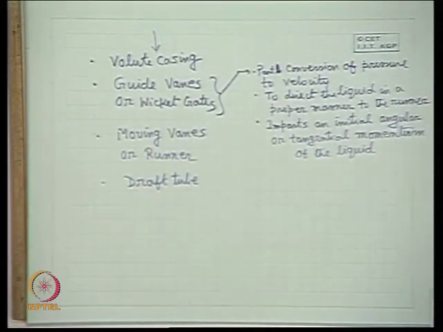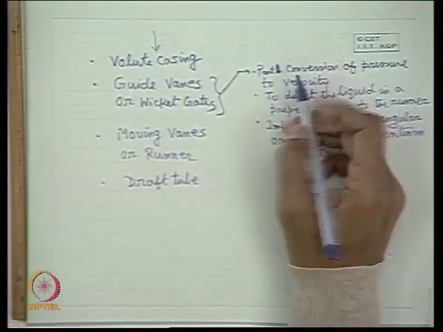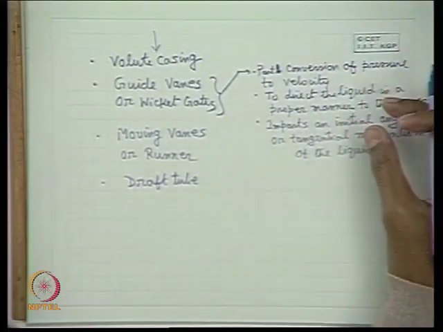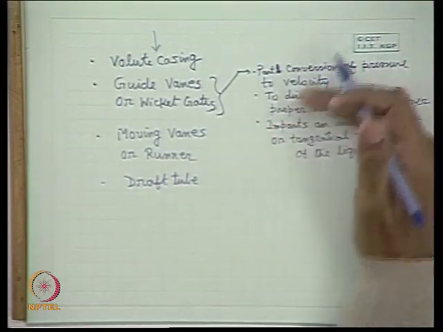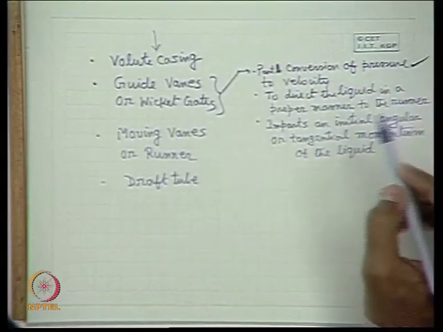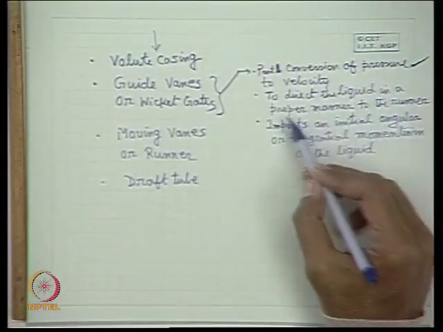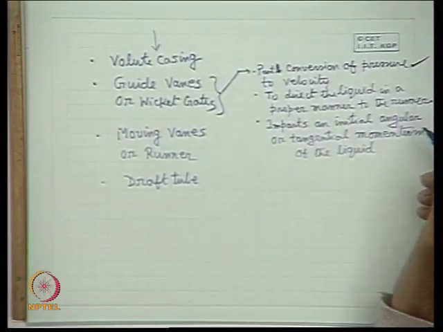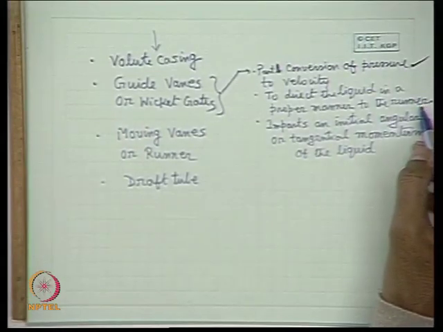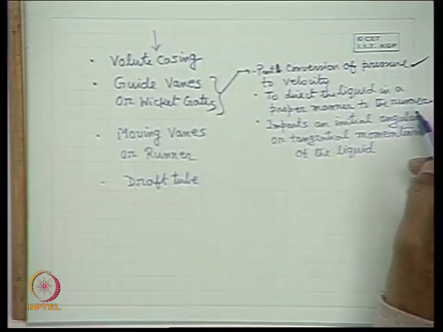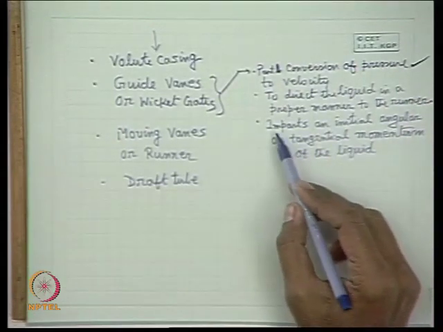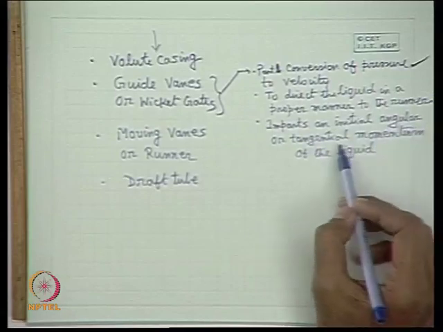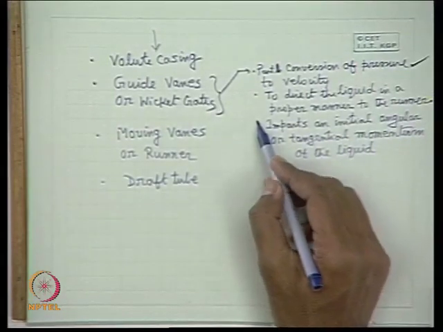It partly converts the pressure energy to kinetic energy by allowing the liquid to flow through converging passages formed by two successive guide vanes. This is number one. Number two, it directs the liquid in a proper manner to the runner. That means the entry to the runner becomes smooth and shockless, so the liquid velocity relative to the runner matches the blade angle at the inlet. And number three, it imparts an initial angular or tangential momentum to the liquid. This we will come to afterward.